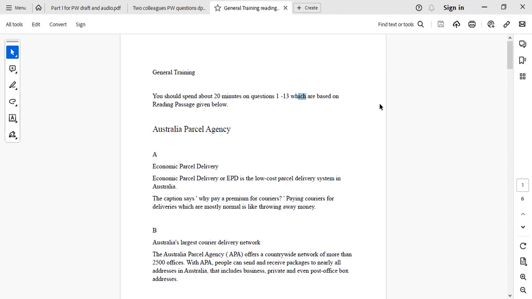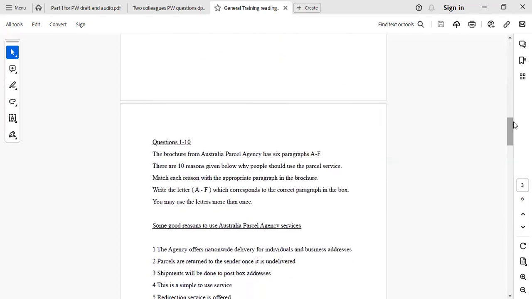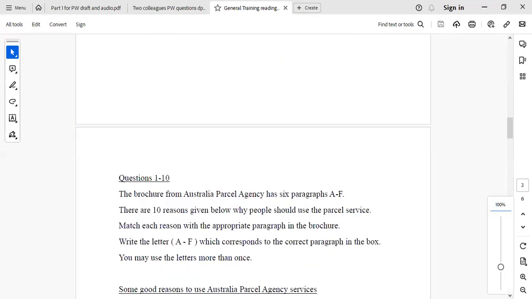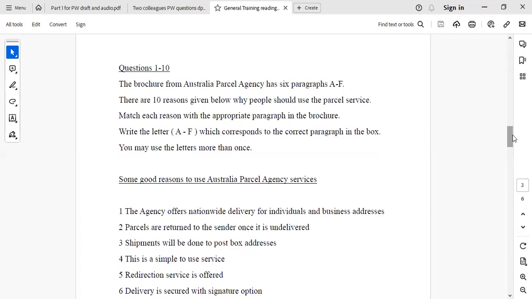Perfect. Okay, now 1 to 13. So I'm looking at question types now. Let's read the instructions here. Question number 1 to 10. Okay, let's read this. The brochure. Now, the passage itself is a brochure. A brochure is like an advertisement kind of thing that you get. It's a flyer kind of thing. Brochure from Australia Parcel Agency. Fine, it has 6 paragraphs. We counted it, A to F. There are 10 reasons given below. Now you have the reasons given below here. Why people should use a parcel service? So those are the reasons given in 1 to 10.